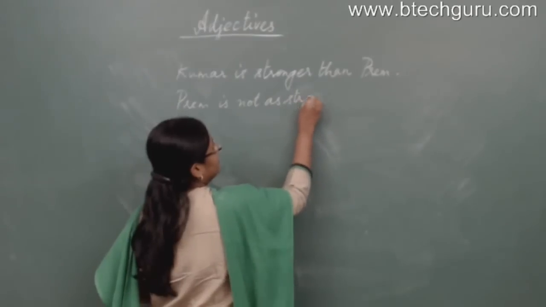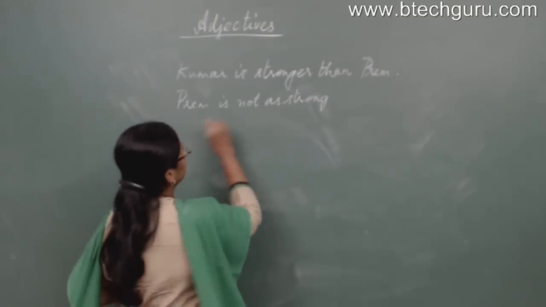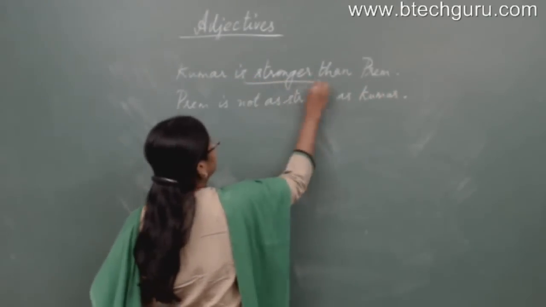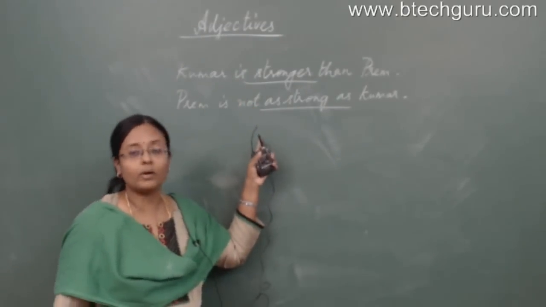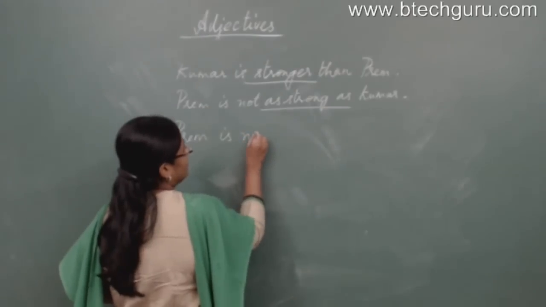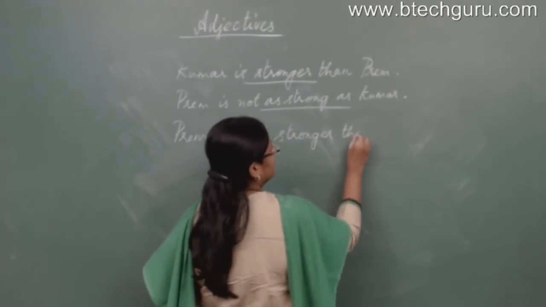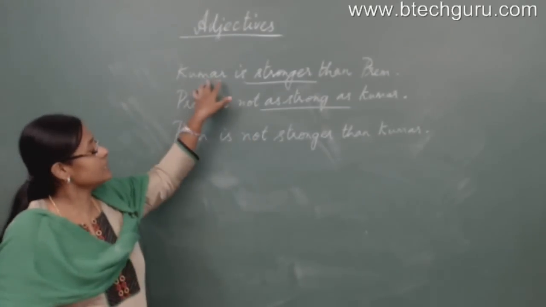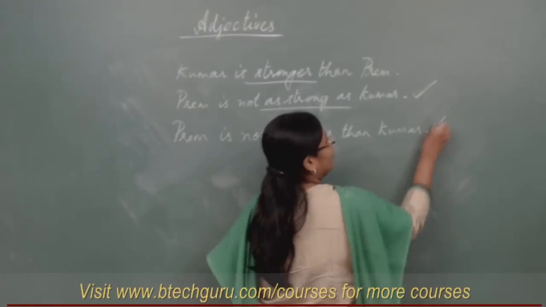Do you remember that? Some participants who are attending these sessions repeatedly, I think you will remember that Prem is not as strong as Kumar. So this is the positive sentence. Why? Why not, as you said, Prem is not stronger than Kumar? Because that sentence, if you see, it may also mean that they are equally strong. See, Prem is not stronger than Kumar is not the answer for this sentence. For a sentence like Kumar is stronger than Prem, this is the right answer and not this.